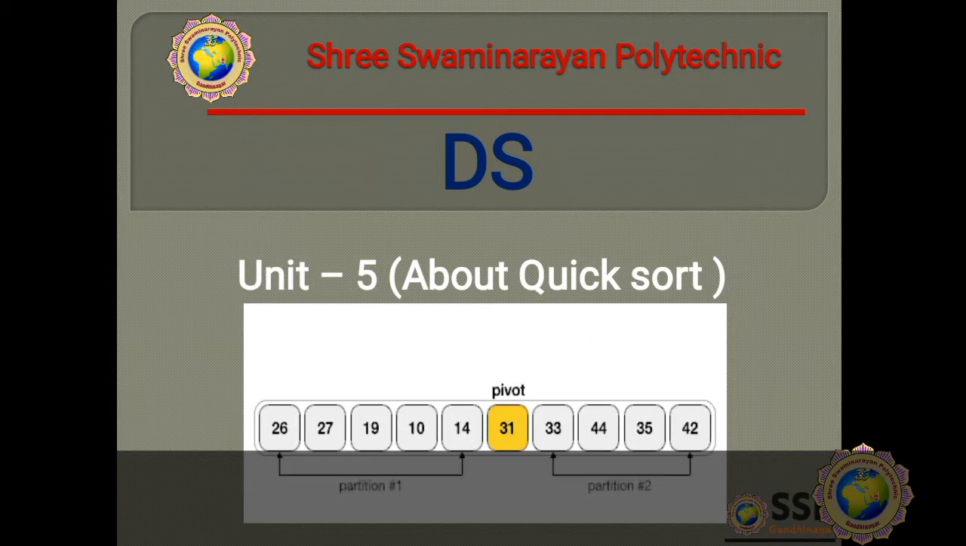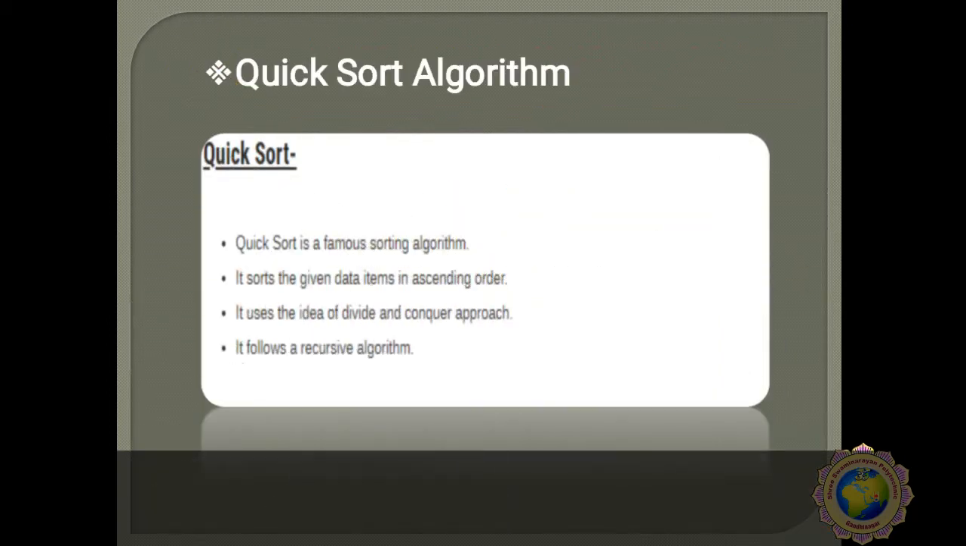So let's start with a quick sort example with its algorithm steps. First, quick sort. Quick sort is a famous sorting algorithm. It sorts the given data items in ascending order. It uses the divide and conquer approach, and it follows a recursive algorithm.